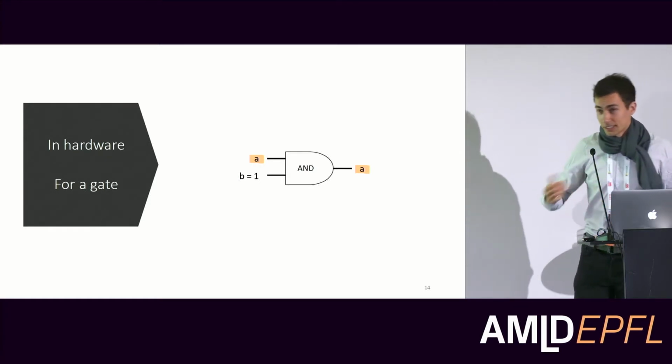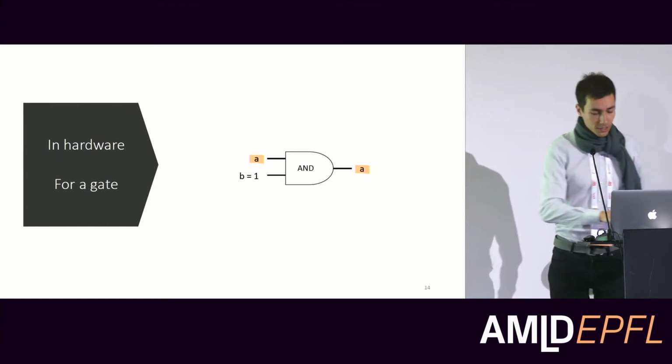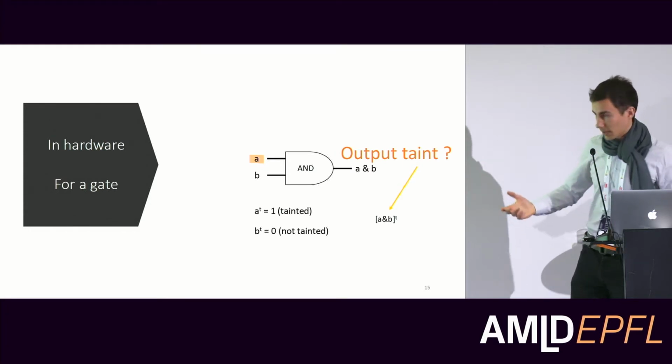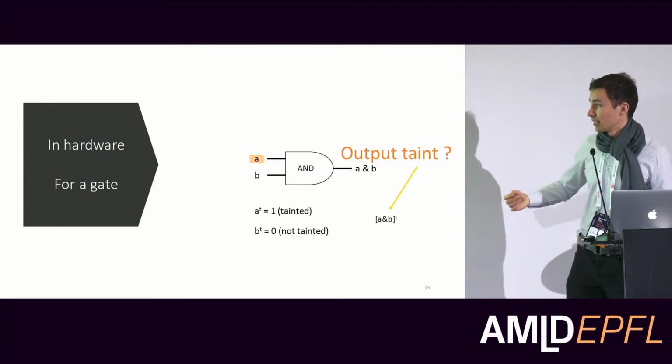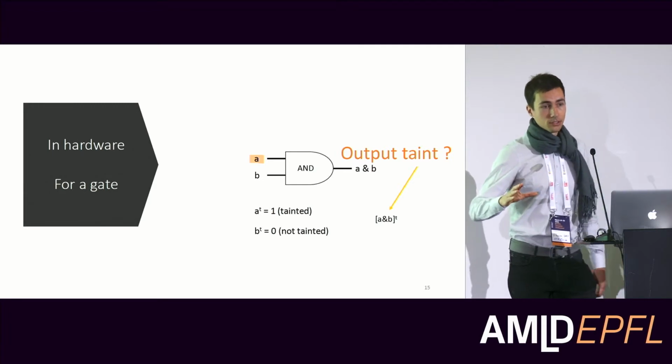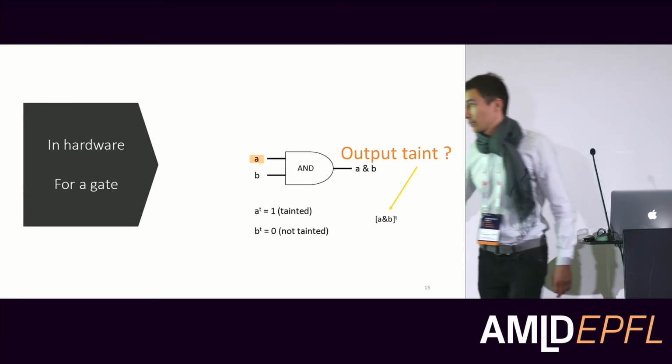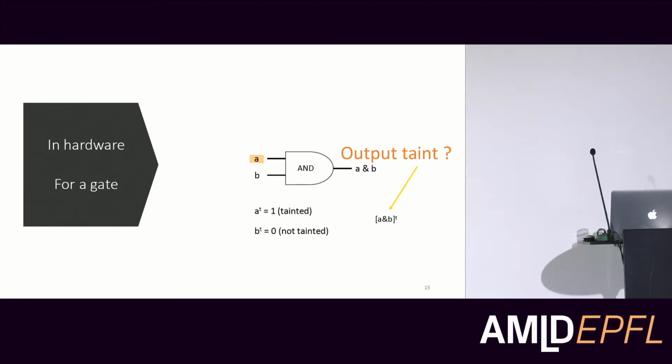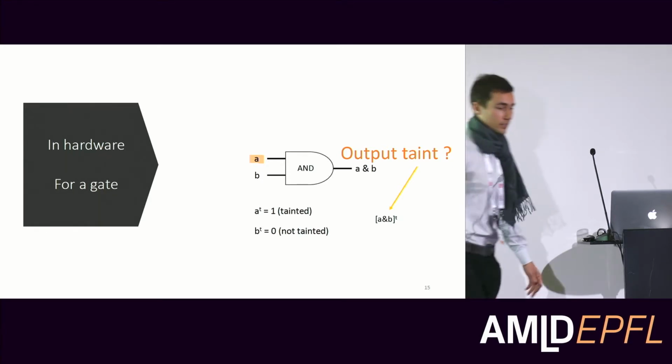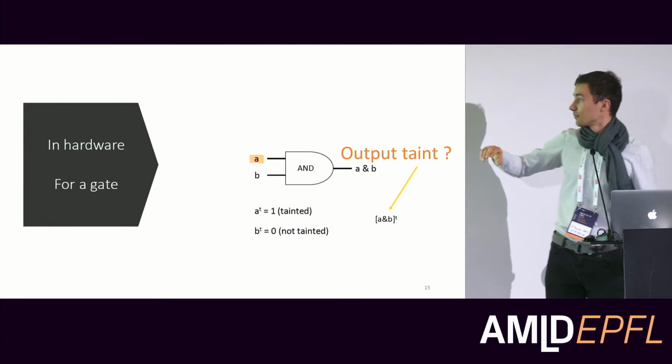So now the question is, how do I build something that could follow the secretness? The first ingredient is to have one bit per signal that says: is this bit secret or not? For example, here, AT equal to 1 means it's secret, BT equal to 0 means it's not secret. As simple as that. This is something that we add.